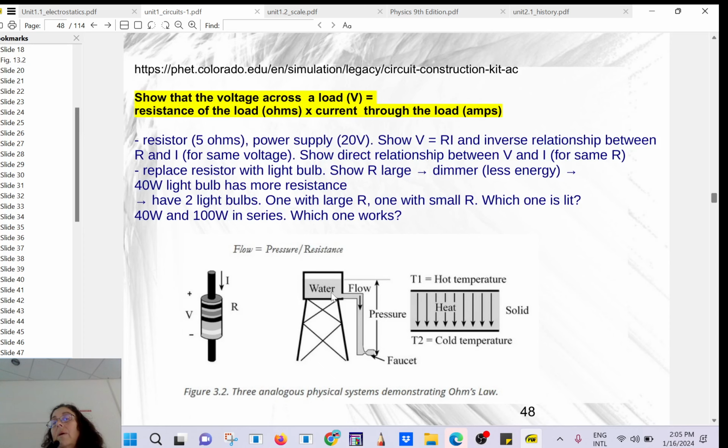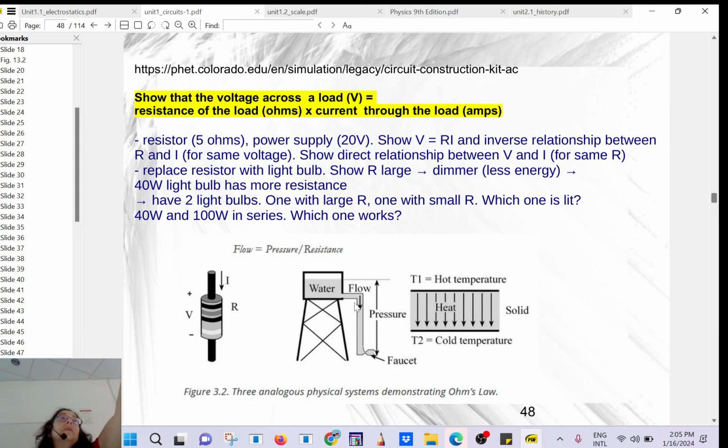Imagine you have a reservoir of water above the ground. As you increase the height of the reservoir, what's going to happen to the pressure of the water? Does it increase, decrease, or stay the same? Higher up means higher pressure. Does that make sense?